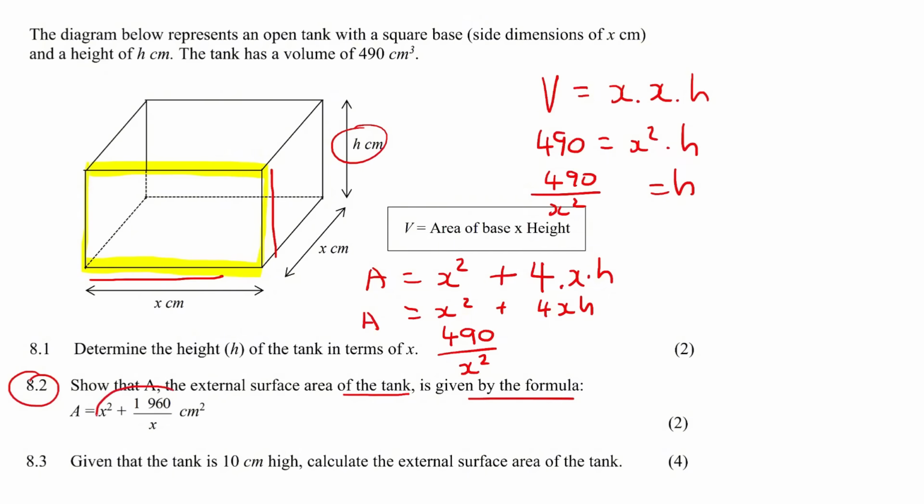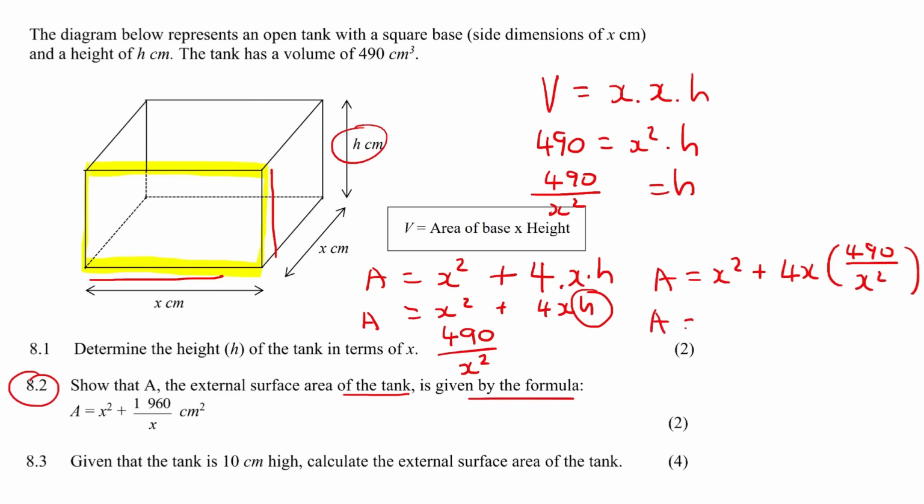But notice that there's no h's over here. So what they've obviously done is they've replaced this h with the expression we found earlier. So we're then going to say A equals x squared plus 4x, and then we're going to replace that h with 490 over x squared.